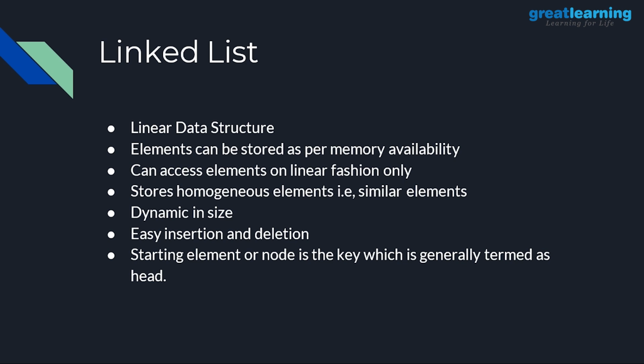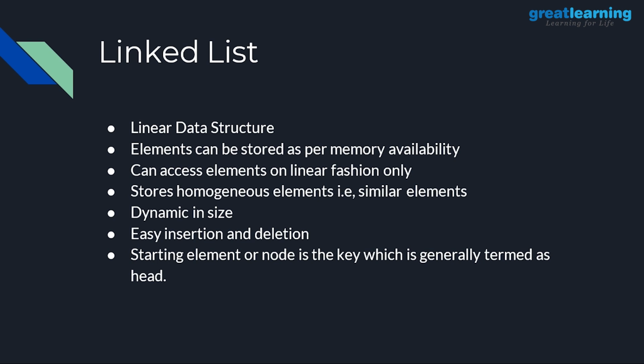There are some similarities between arrays and linked list, right? Both of these are linear data structures, right? Both of them can store homogeneous elements, that is similar elements, right? Elements can be stored as per memory availability. This is the key point here. If memory chunks are available here and there, with the help of links, as the name suggests, we can store our elements. Okay, we can access elements in a linear fashion only.